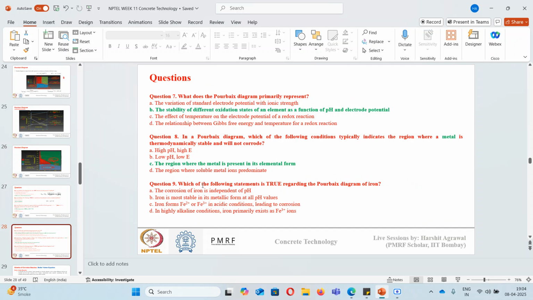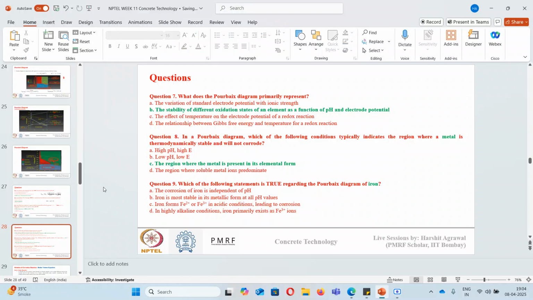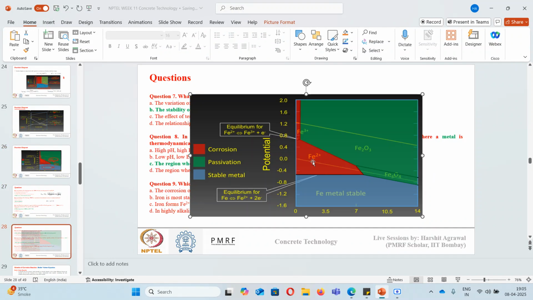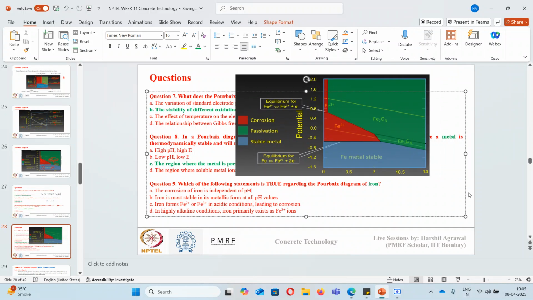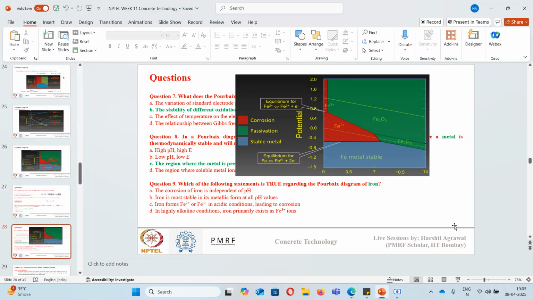Now question number 9. Which of the following statements is true regarding the Pourbaix diagram of iron? So now we are talking specifically about iron. I will just paste the Pourbaix diagram of iron so that you can find it easy to answer. Okay, so this is the Pourbaix diagram of iron. Now with this figure in your sight, try to choose the correct option. Any answer I see? No, not right now.